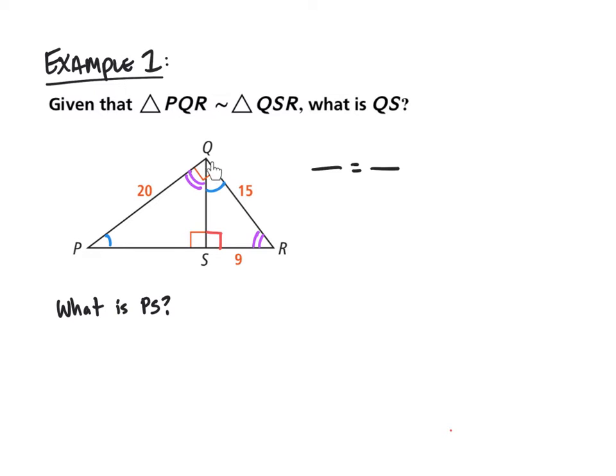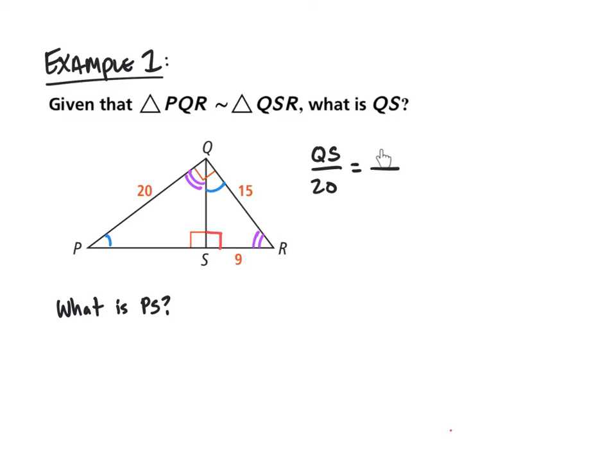So for instance, QS is across from the purple angle. So I'm going to put QS at the top of this ratio, and then on the bottom of that ratio, I'm going to put the side of the big triangle that's across from the purple angle, because QS was across from the purple angle in this triangle. What's across from the purple angle in this bigger triangle? It would be 20. So QS is going to get paired with the 20 because those two sides correspond to each other. They're both opposite the same angle.